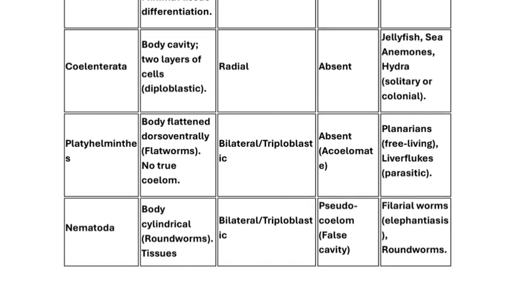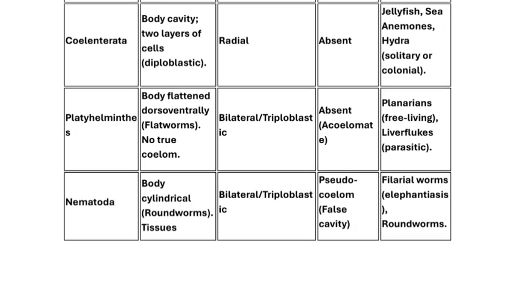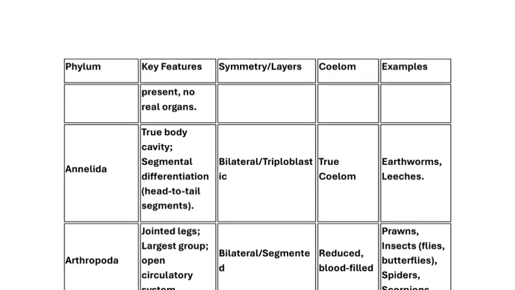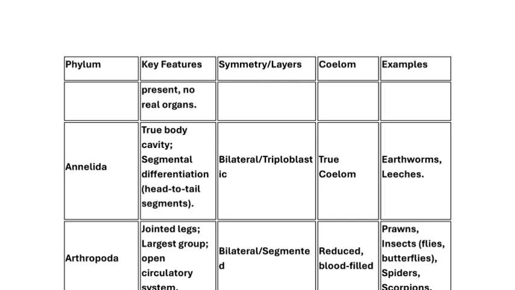Platyhelminthes: body flattened dorsoventrally, bilateral, triploblastic, free-living flatworms, such as planaria, or parasitic, such as liver flukes. No true coelom. Nematoda: pseudocoelom, bilateral, triploblastic. Cylindrical, false body cavity, roundworms, tissues present but no real organs. Examples: filaria, elephantiasis, roundworms.